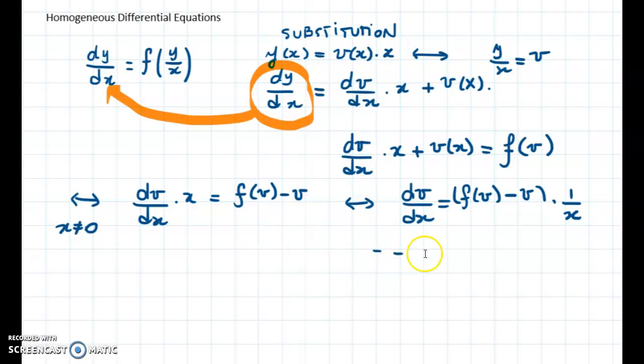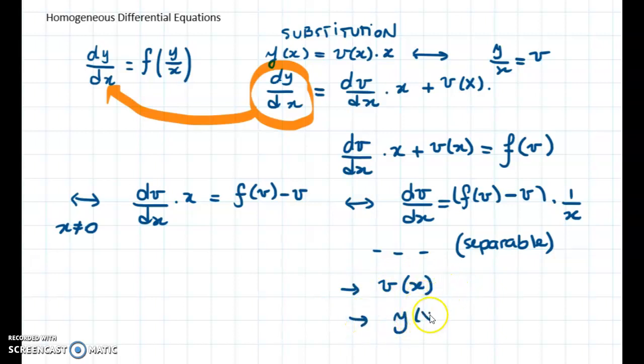So over here there will be some work to solve the differential equation. Let me write here that it's separable. And then after we solve it, we are going to find what is the function v. But we don't want to know what is the function v. We are going to need to find what is the function y by multiplying by x the function v of x that we found solving the separable differential equation.